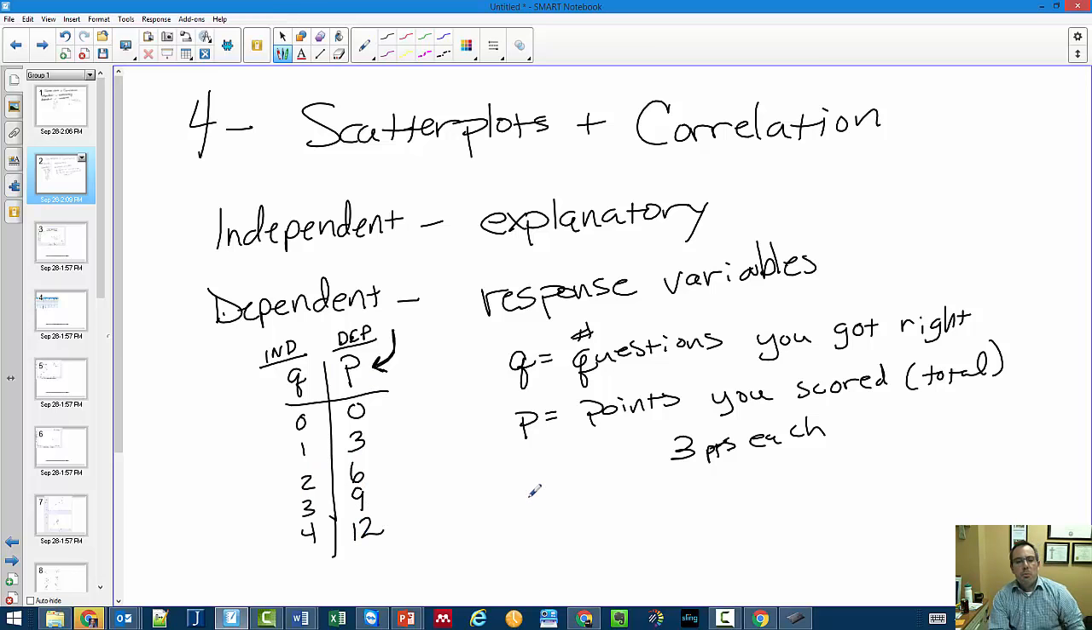All right, really important for us to understand that, because we have an equation here that says the points that I get are going to be 3 times the number of questions that I got right. So here's a simple equation, P equals 3x. Again, it points out that we have a dependent variable and an independent variable. That is just a really basic review of some algebra that we're taking a look at.